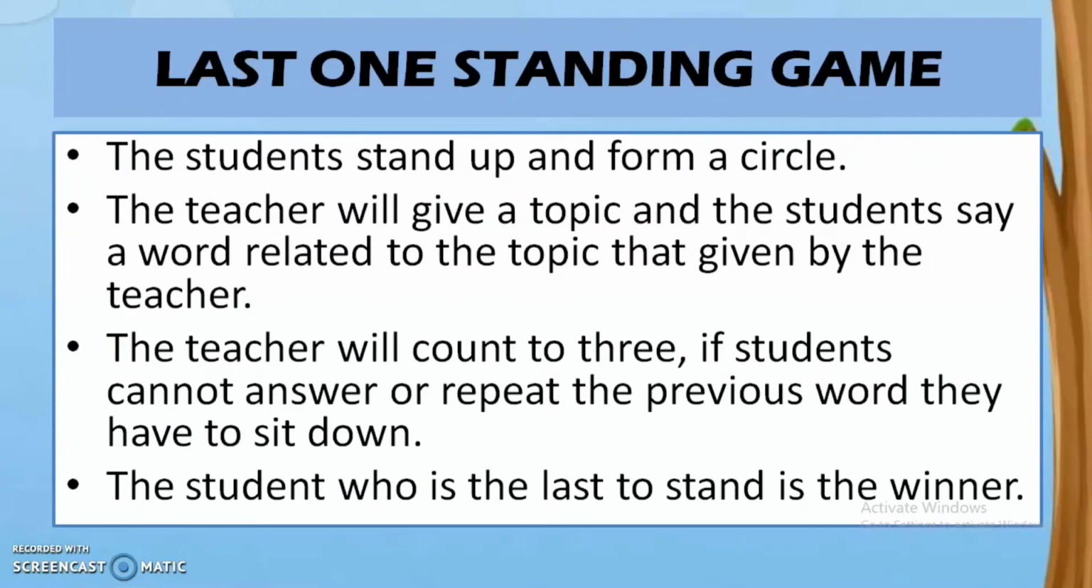The third game is Last One Standing game. The students stand up and form a circle. The teacher will give a topic and the students say a word related to the topic that given by the teacher. The teacher will count to 3. If students cannot answer or repeat the previous word, they have to sit down. The student who is the last to stand is the winner.